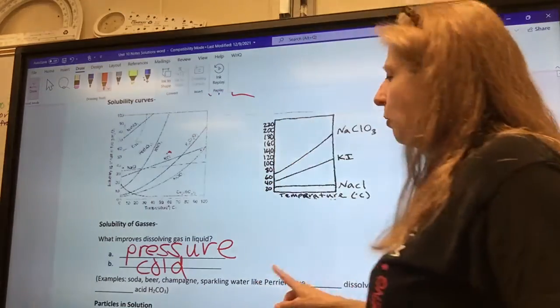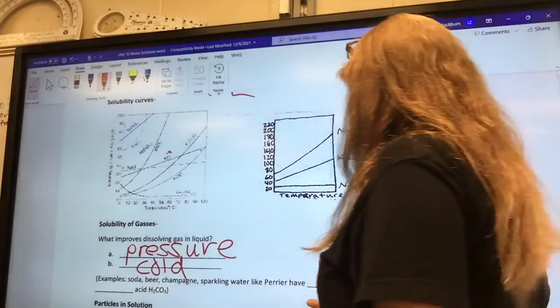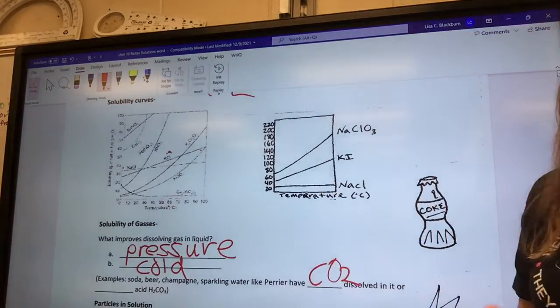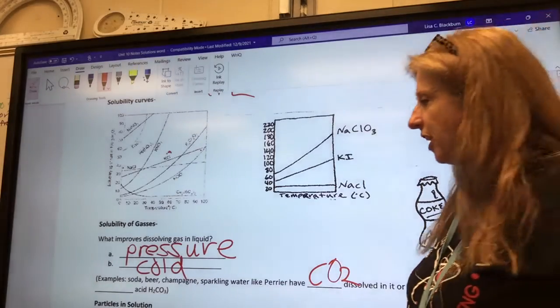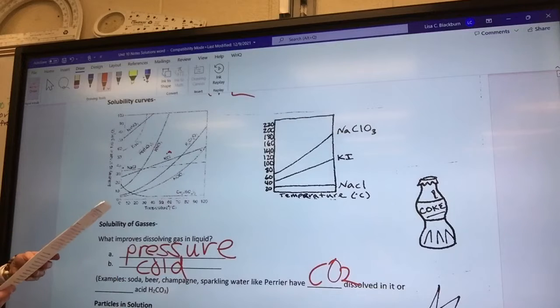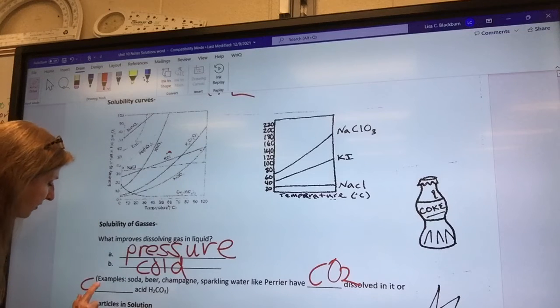All right. So what is fizz? Fizz is carbon dioxide. And fizz is the same whether it's beer or soda or champagne. They add CO2 to it. Sometimes they add carbonic acid.